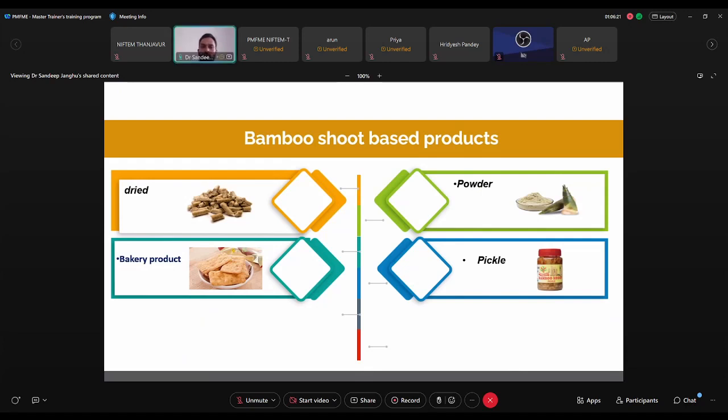Bamboo shoots are commonly used in making gravies as a type of vegetable. It is also dehydrated and used in off season. Apart from that, its powder is also there. Some anti-nutritional factors are there in bamboo shoots, which can be minimized or reduced by boiling the bamboo shoot pieces and washing them 2-3 times. Then bakery products and pickles are also made from bamboo shoot.